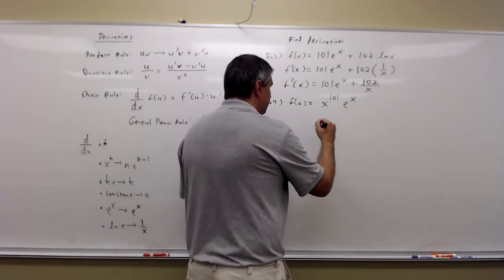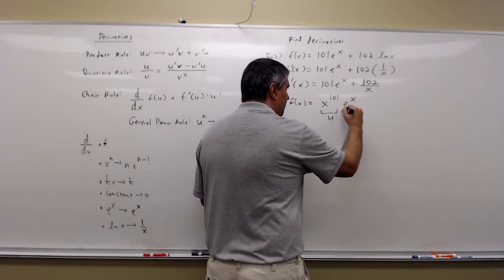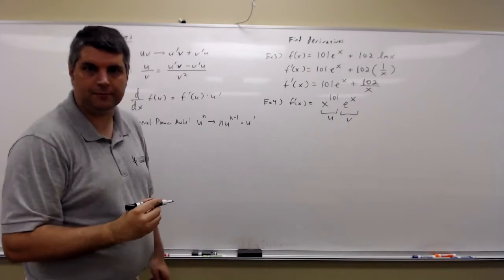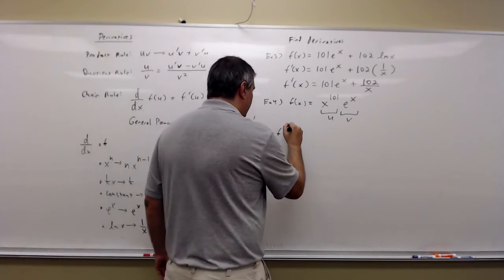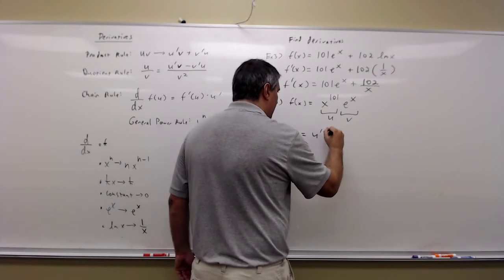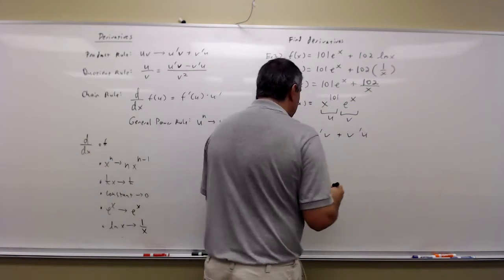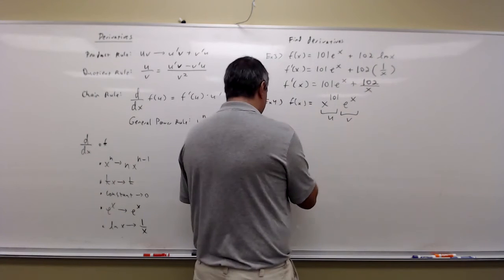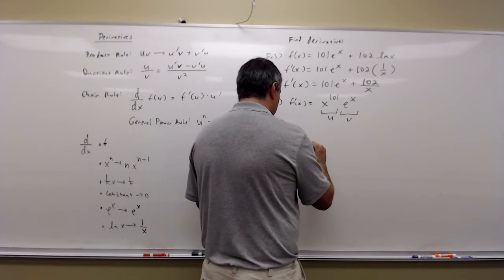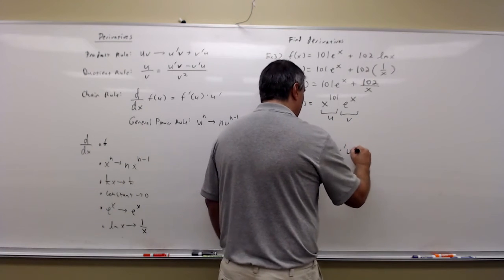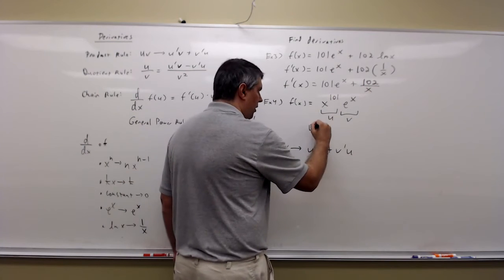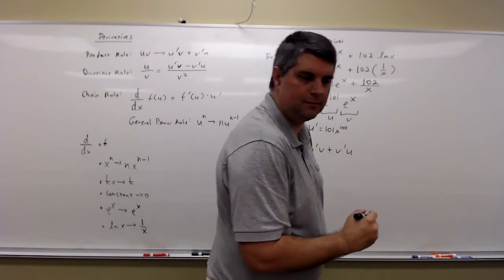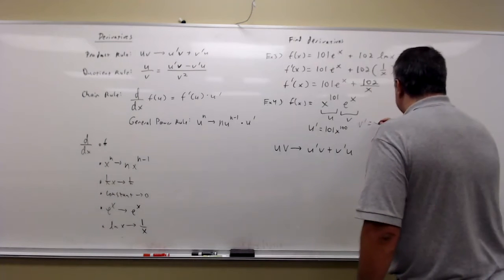Now for this one, we'll start by making this one u and this one v, because we have to follow the product rule here. Okay? So, f prime of x equals u prime v plus v prime u. So here we're going to recognize what u prime is. It's 101 x to the 100th. And v prime is just e to the x.